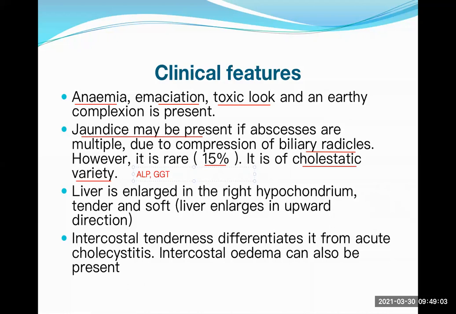GGT is more commonly raised in alcoholic type of problem. So ALP will be high. Okay, they are high. Clear? They are high. But at the same time, the other liver enzymes can also be high. It depends on how badly the parenchymatous part of the liver is damaged. So they can also be high, but ALP is much higher than the others. This is one of the correct answers.